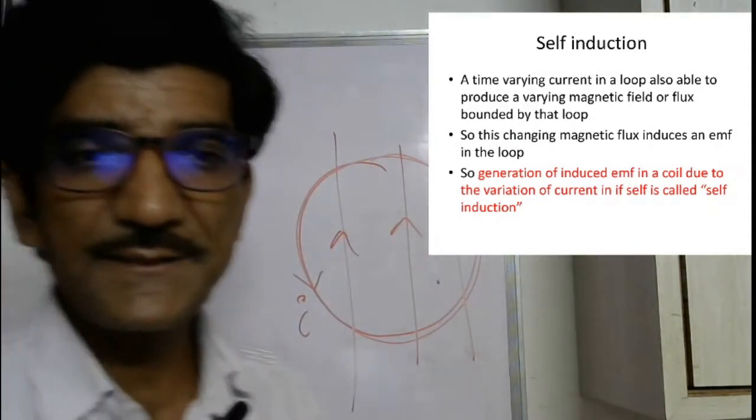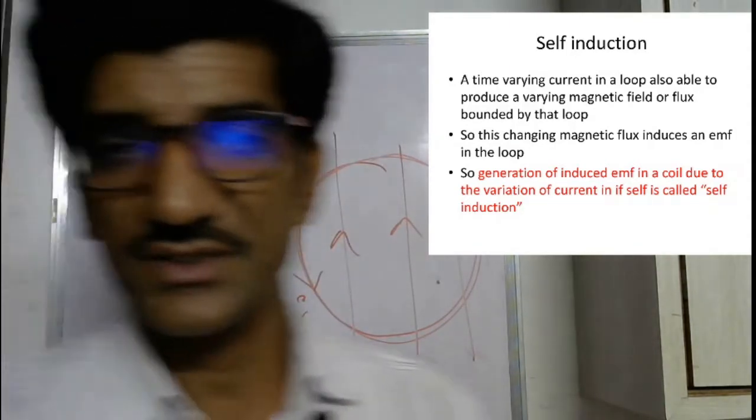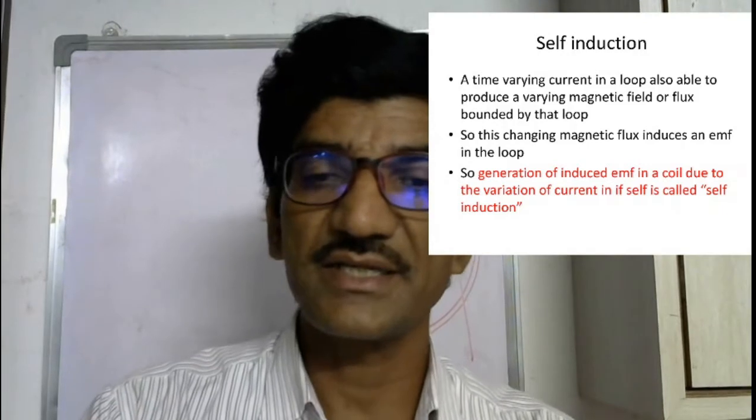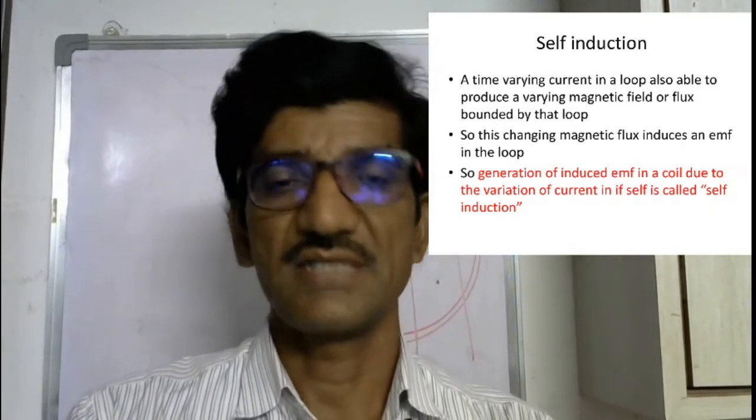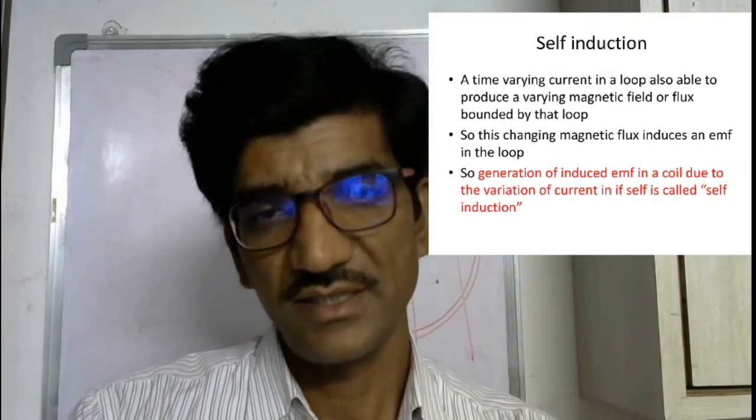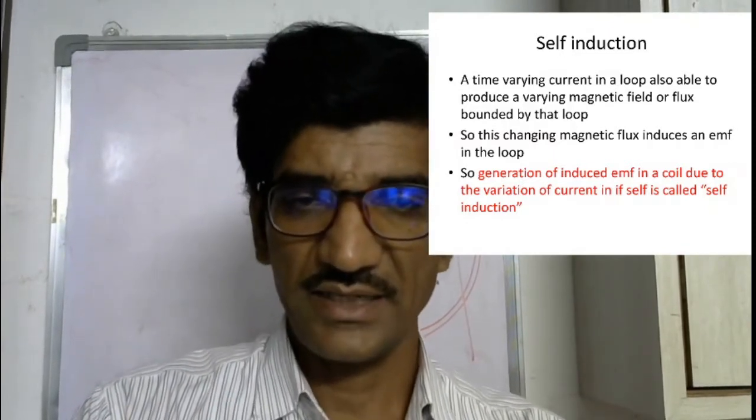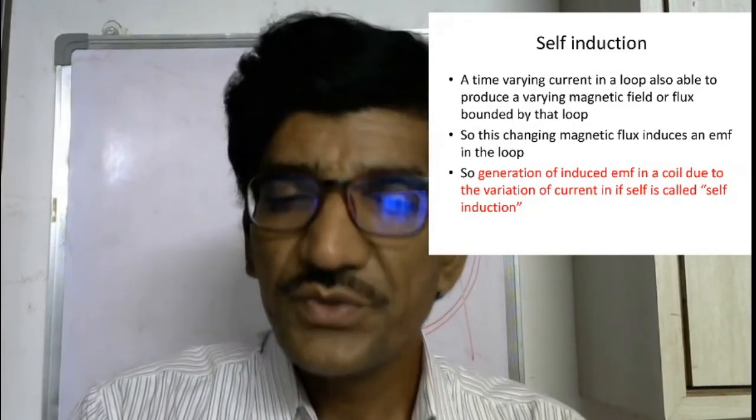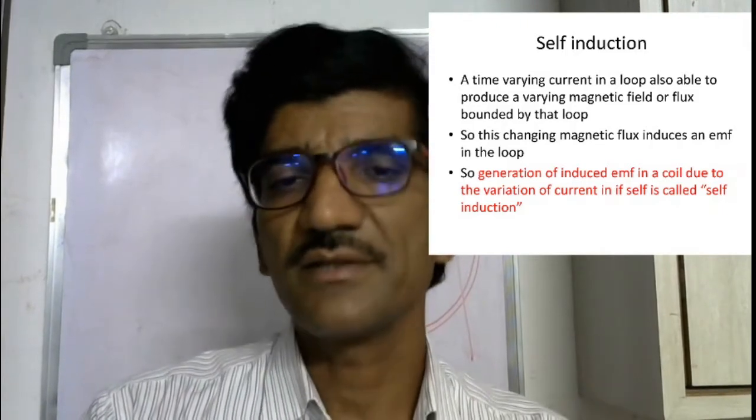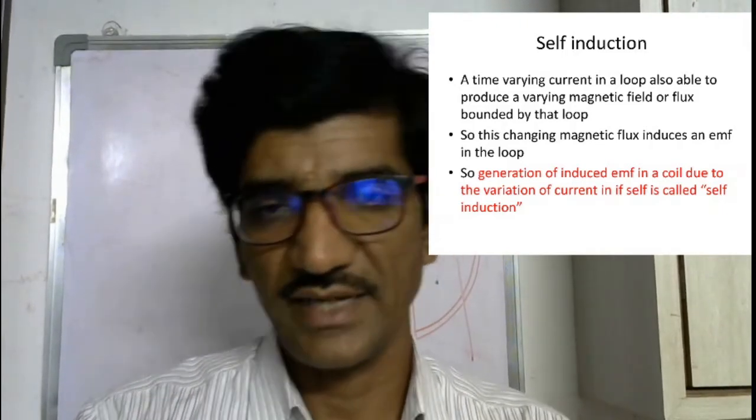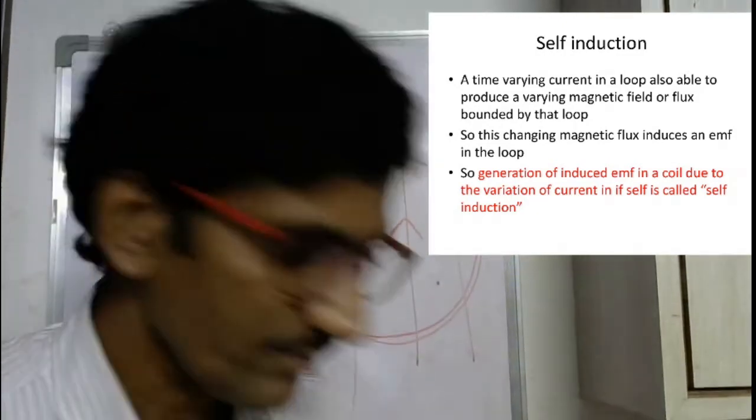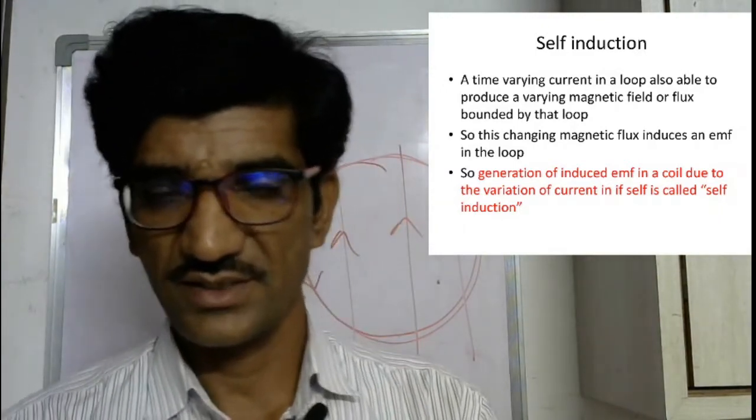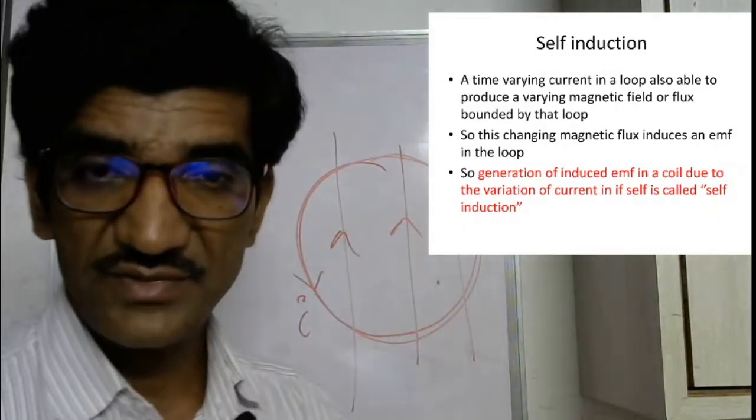So how can you define self-induction? You can see it on the slide as well. Generation of induced EMF in a coil due to the variation of current in itself is called self-induction. Or you may say it in a different manner: any generation of induced EMF in a coil due to the current flowing through it is called self-induction. Here the cause and effect are on a single object. It is a single coil.